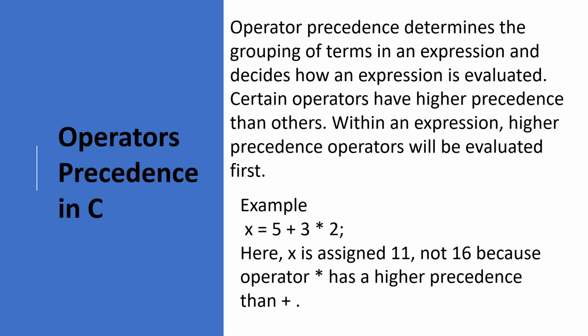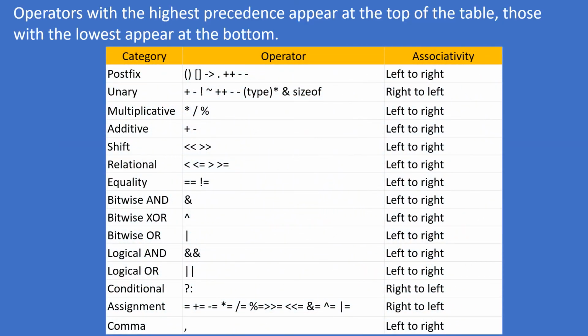Operators precedence in C. Operator precedence determines the grouping of terms in an expression, and decides how an expression is evaluated. Certain operators have higher precedence than others. Within an expression, higher precedence operators will be evaluated first. Example: x equals 5 plus 3 times 2. Here, the value of x is 11, not 16, because multiplication operator has a higher precedence than addition operator. Operators with the highest precedence appear at the top of the table, those with the lowest appear at the bottom.